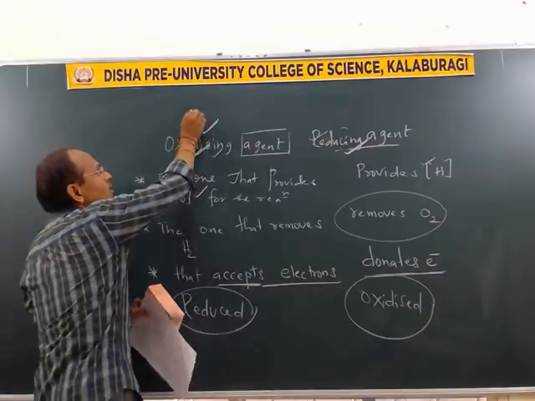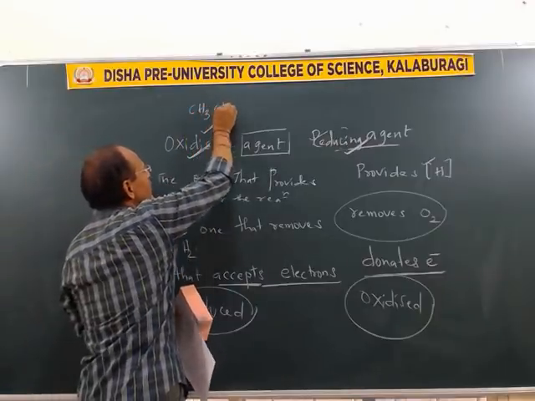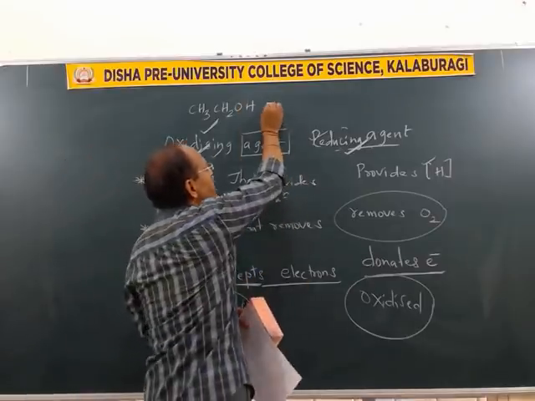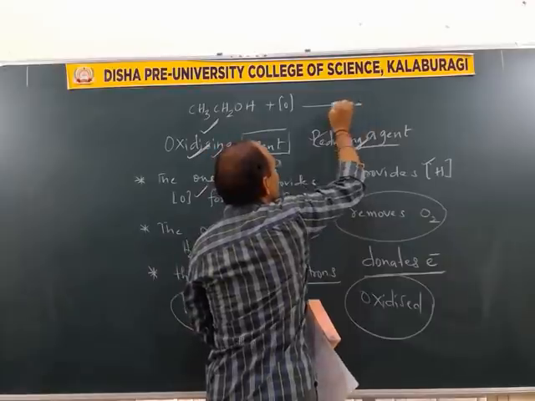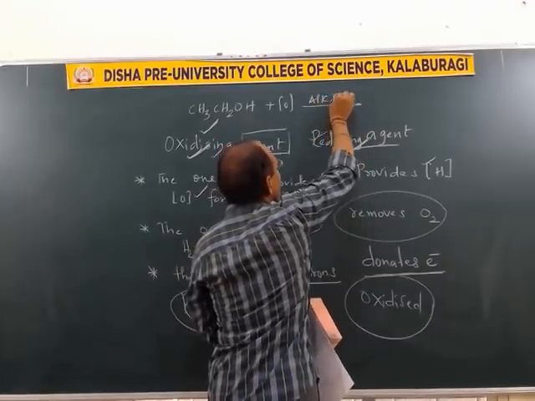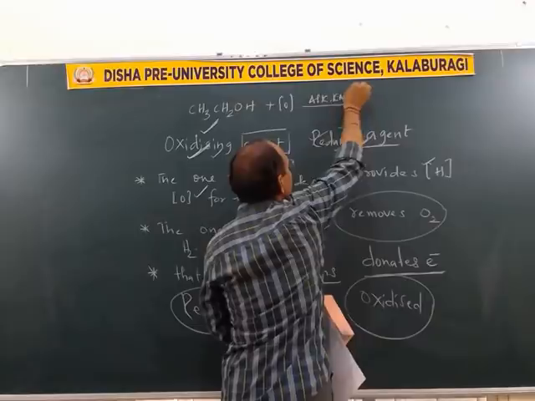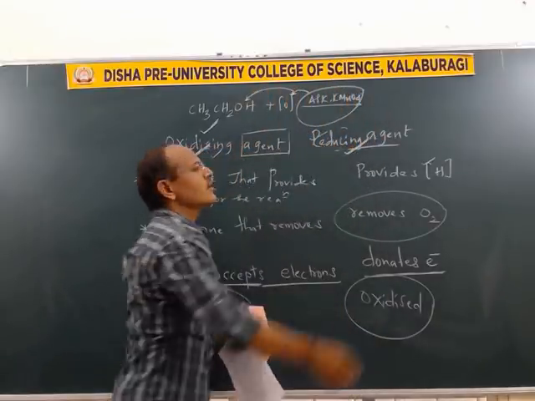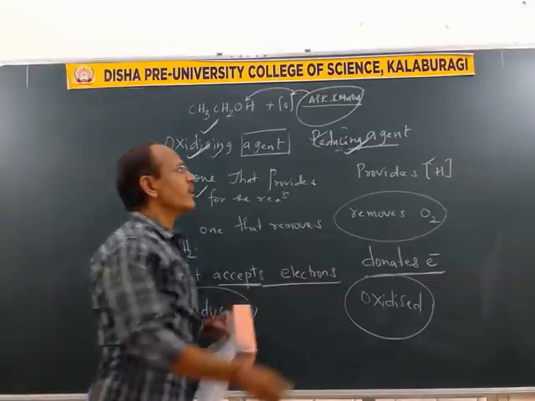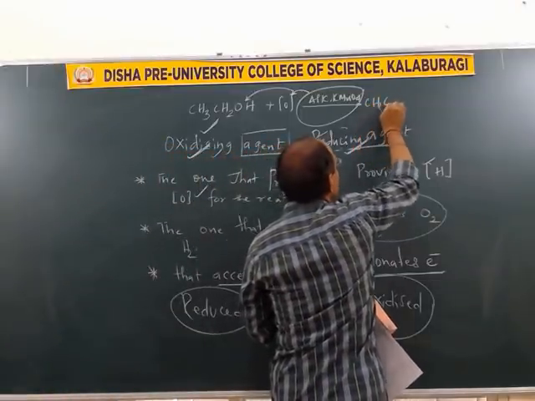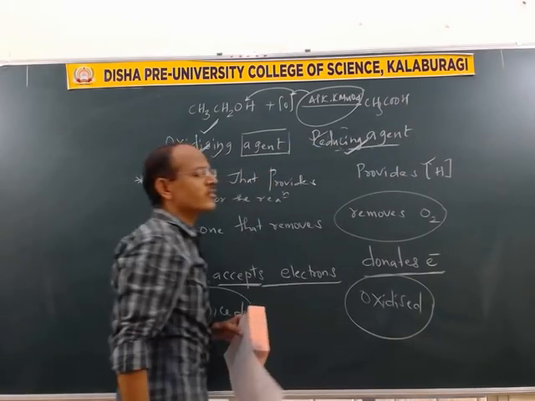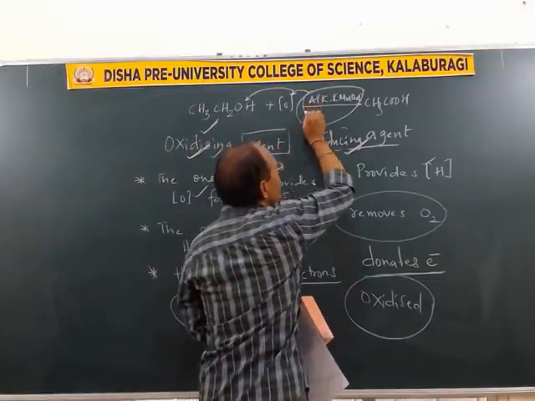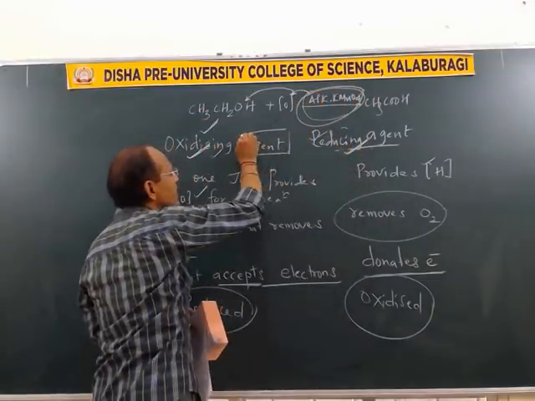Now, the same example, CH3CH2OH plus O in presence of alkaline KMnO4. That means the role played by KMnO4 is to provide oxygen for the reaction. So I can say here the product is CH3COOH, acetic acid. That means here this component we call it as oxidizing agent.